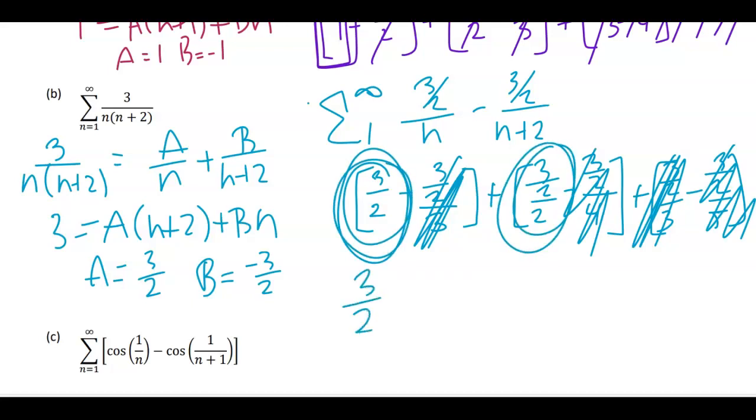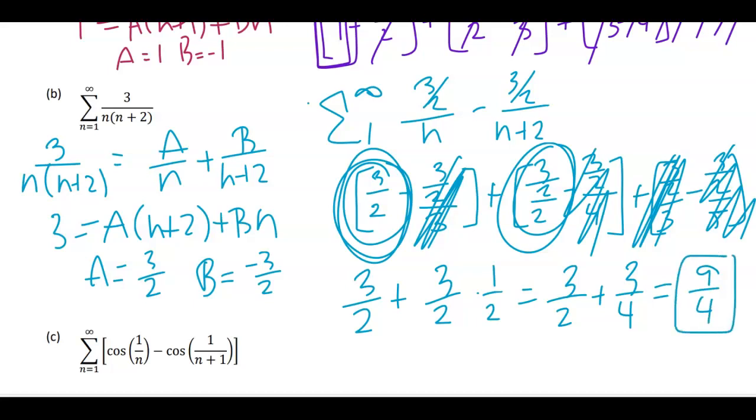So that's 3 halves plus 3 halves divided by 2, which is the same as multiplying by a half. So that's 3 halves plus 3 fourths. 3 halves is 6 fourths. So 9 fourths is my sum.